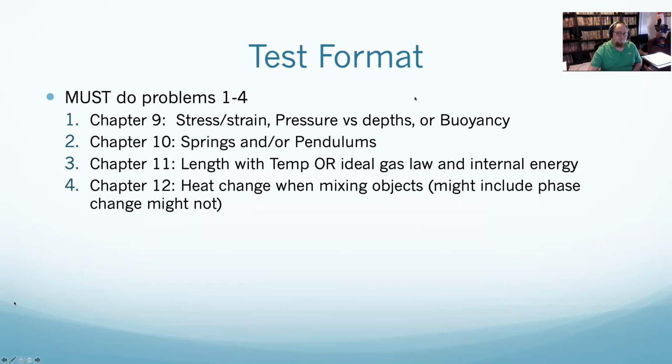On the final, there will be 9 questions. You must do the first 4. The first 4 will be in order. One from chapter 9, that'll either be stress and strain, or pressure versus depth, or buoyancy. The next one after will be springs and or pendulums. The one after will be length with temp. And if I do length with temp, I might mix in stress with strain.